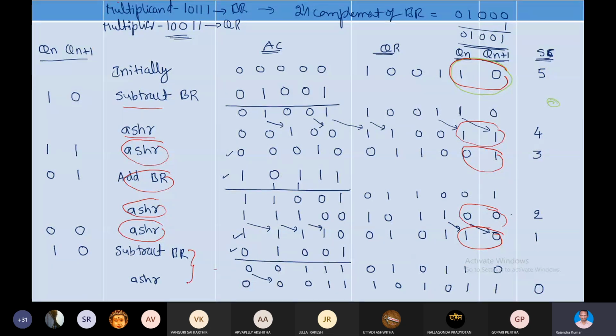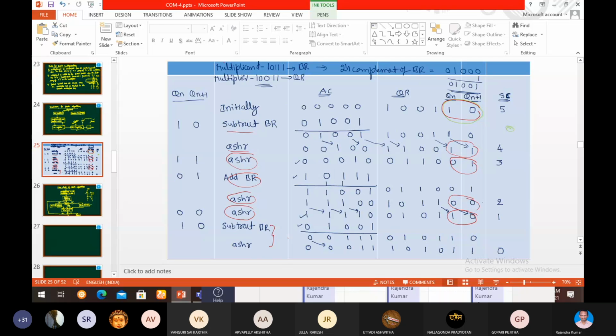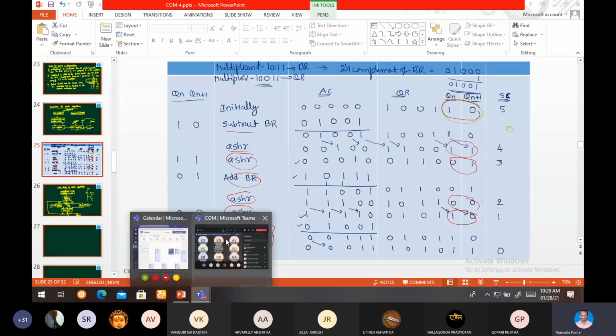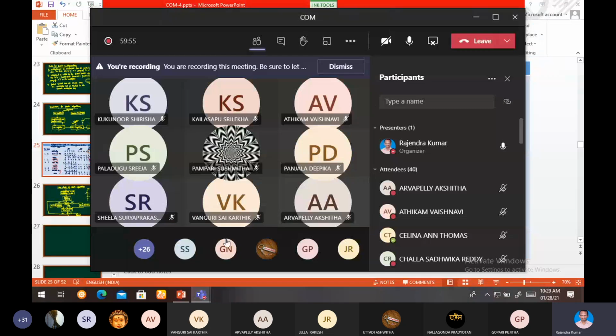Now, for each operation here, the sequence counter is decremented by 1. Previously, it was 5. Now 4, 3, 2, 1, 0. If it is 0, the process will stop. Okay. So that is the concept behind Booth algorithm. Any doubt here, please ask the doubt.